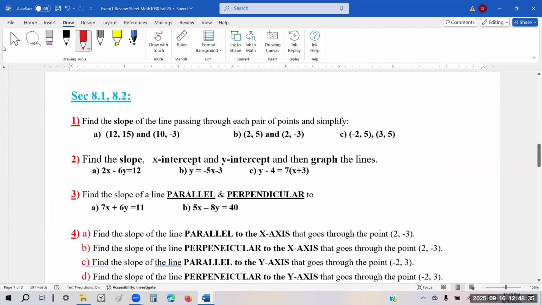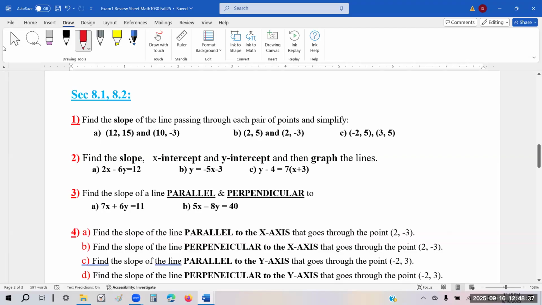Then from question number 1 in section 8.12, 1 question from these 3. These are 3 scenarios. One has a real number slope, one has an undefined slope, and one has 0 slope. I'm going to give one of the scenarios. For question number 2, I'll give you a standard form and ask you to find the slope, x-intercept, y-intercept, and graph it.